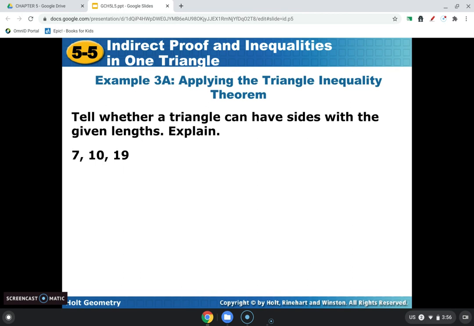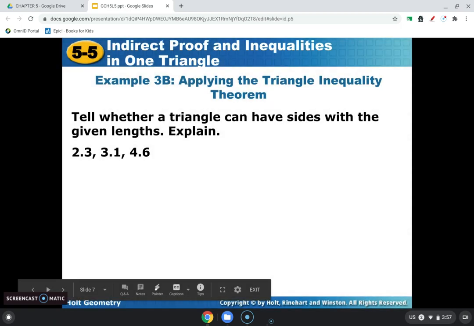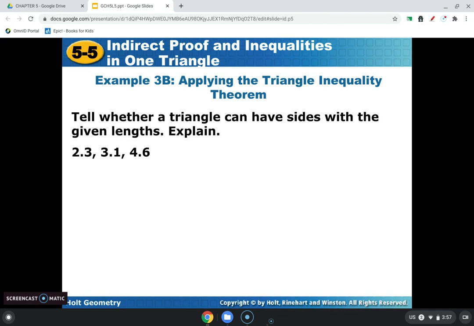So tell whether the triangle can have sides with the given lengths. Explain. Well, you put them in order: 7, 10, 19. If you put them in order, you just have to do it once. What's 7 plus 10? 17. 17 is not bigger than 19, so those side lengths cannot form a triangle. Next, put them in order. 2 plus 3 is 5.4, that is bigger than 4.6, so that can form a triangle.